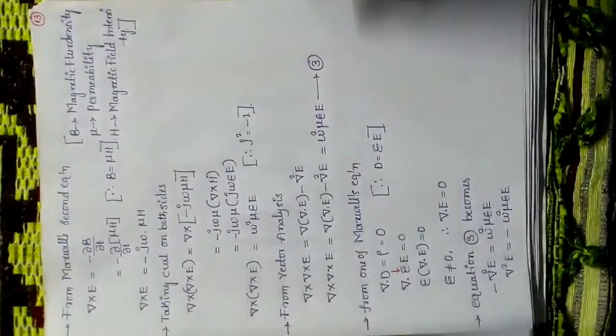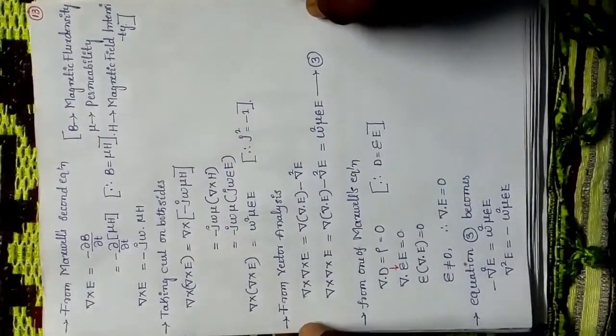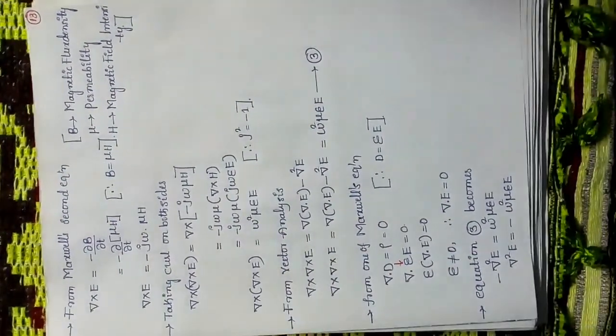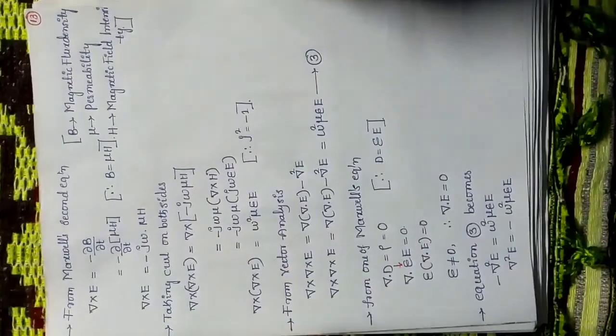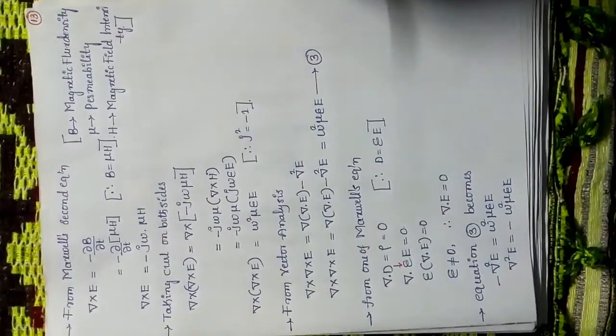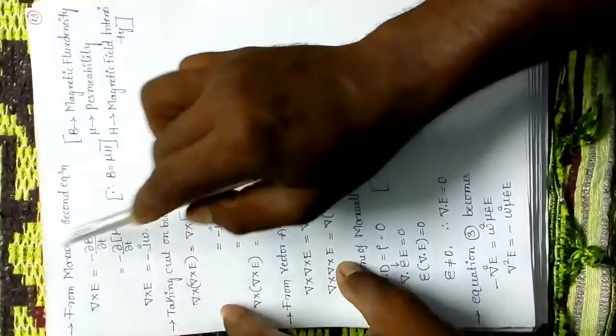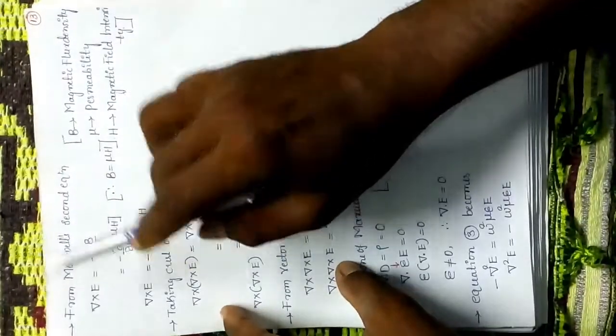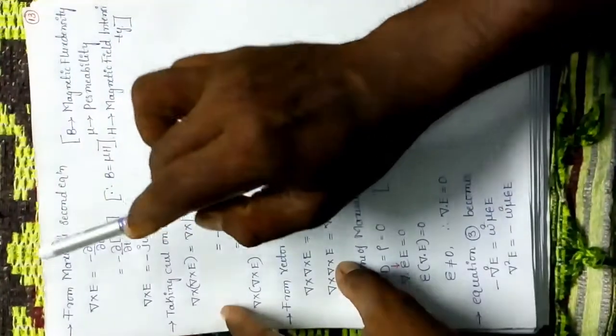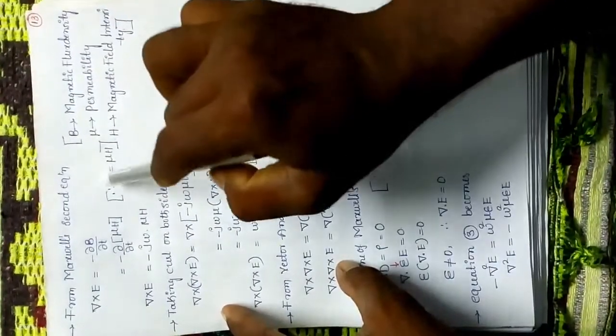Next, let us go for Maxwell's second equation. What is the statement of Maxwell's second equation? del cross E is equal to minus dou B by dou T. This is Maxwell's second equation, which is very, very important. In this, capital B is equal to mu into H, the relation between B and H.